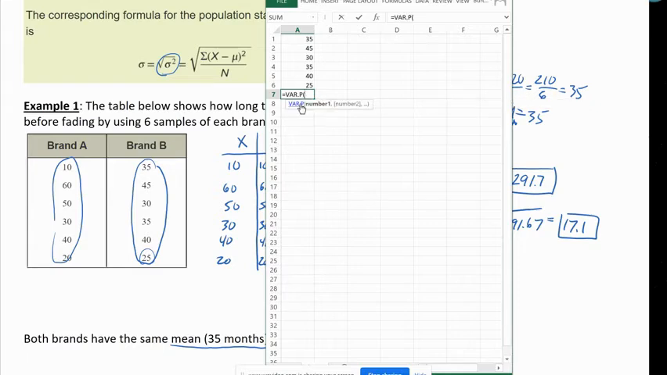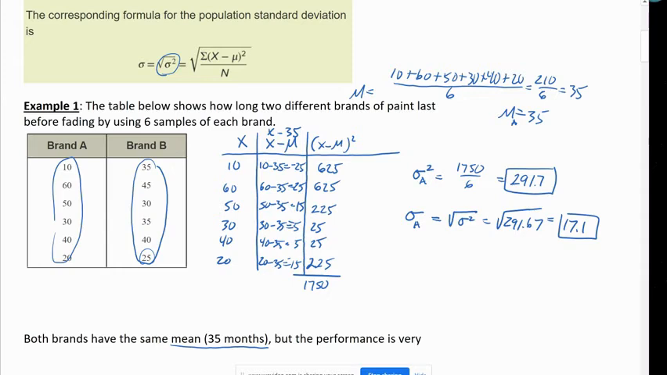So I'm going to choose .P by double clicking it, and then I drag across the data in rows 1 through 6 and say enter, and it gave me 41.7. So for brand B, the variance turned out to be 41.7. So that's much smaller than the variance we got for brand A. The variance for brand B is 41.7, much smaller than for brand A.